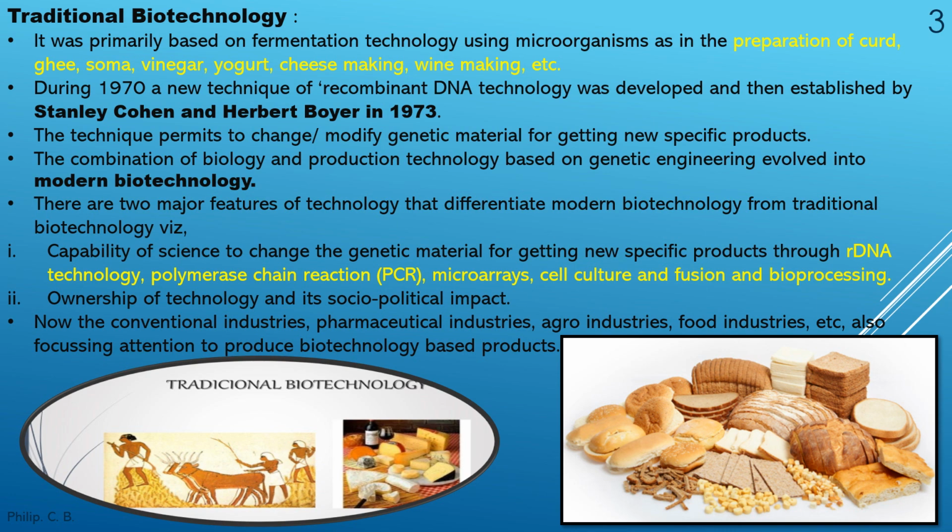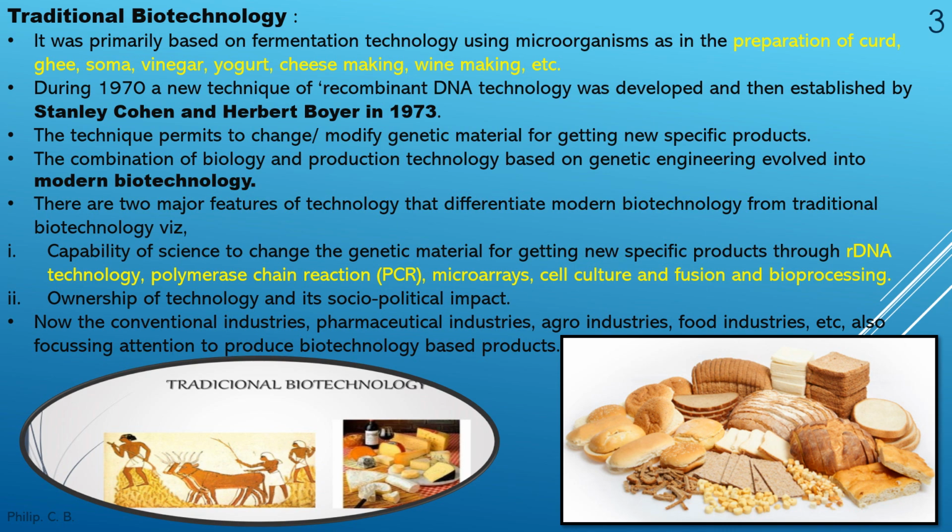Now, as we learned about traditional and modern, we come across what is traditional, what happened in the age-old process, what our grandparents or great grandparents used to do. That is, it was primarily based on fermentation technology using microorganisms, as in the process of preparation of curd, ghee, soma, vinegar, yogurt, cheese, winemaking, etc. So as we know, at home we prepare curd, we prepare vinegar or yogurt or cheese, etc. at home itself by simple methodology, simple process.